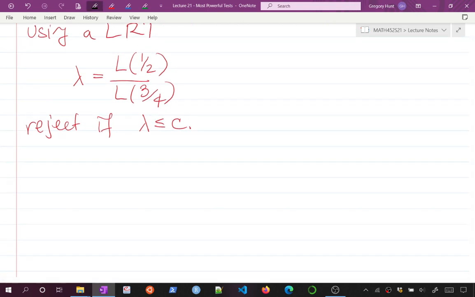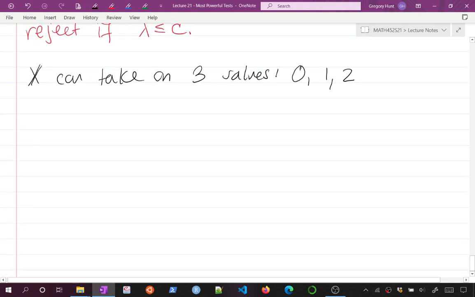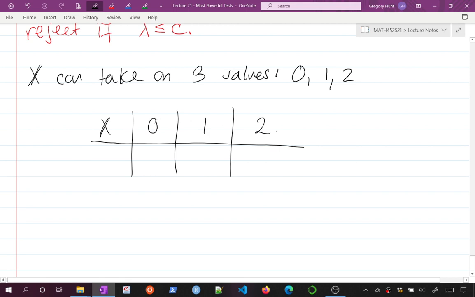This is a simple enough case. This is not a continuous case, like we had with the normal example. It's actually a simple enough case that we can enumerate all the possible values of lambda, right? So x can take on 3 values. And what are our 3 possible values? 0, 1, or 2. It's a binomial 2, theta. What can lambda take on? Well, let's just make a little table. Here's what x can take on. It has 3 possible values: 0, 1, or 2.